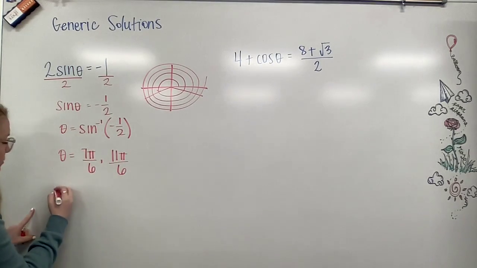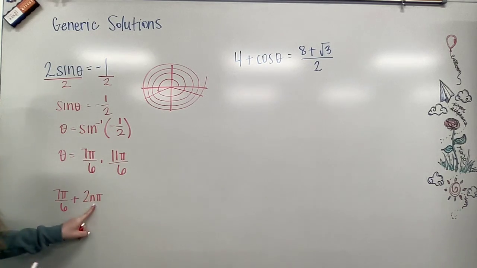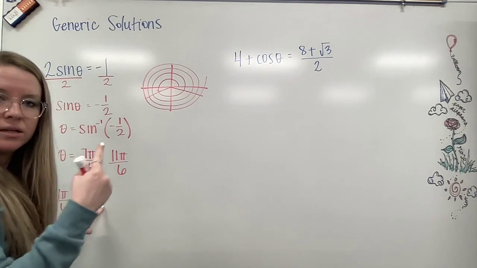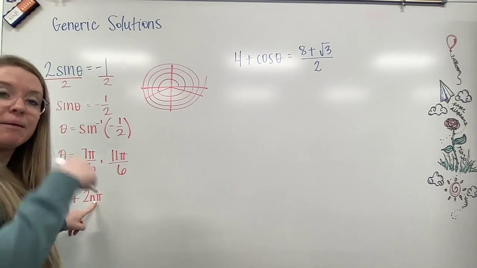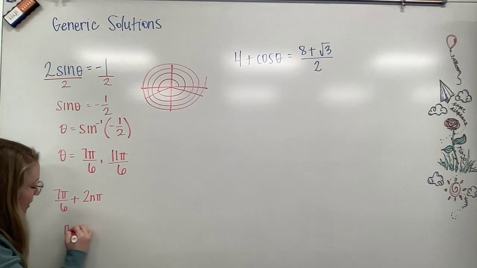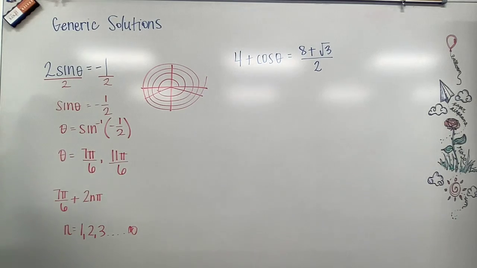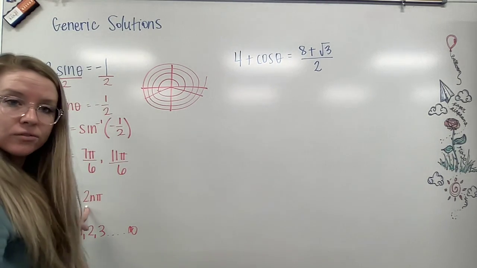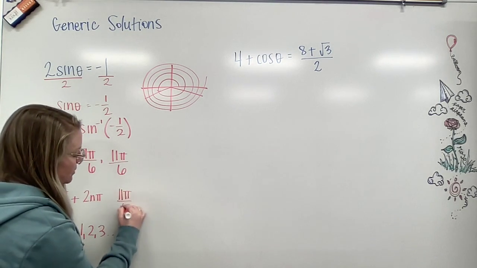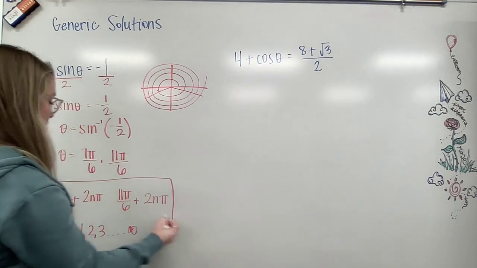So I'm going to take my 7 pi over 6, and I'm going to add 2n pi. The n is going to keep me rotating. So if I plug in 1 for n, I'm adding 1 circle. If I add in 2 for n, I'm adding 2 circles. 3 for n, 3 circles, so on and so forth. So again, n is what's making this infinite. So all I'm doing is adding all of those coterminal angles by adding the 2n pi. So I'm going to do the same thing, 11 pi over 6 plus 2n pi. And those are my solutions.